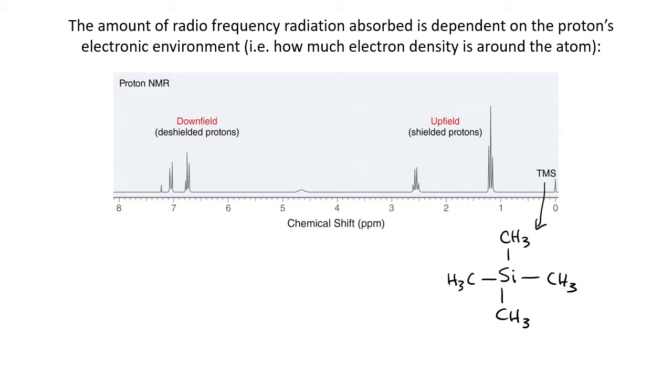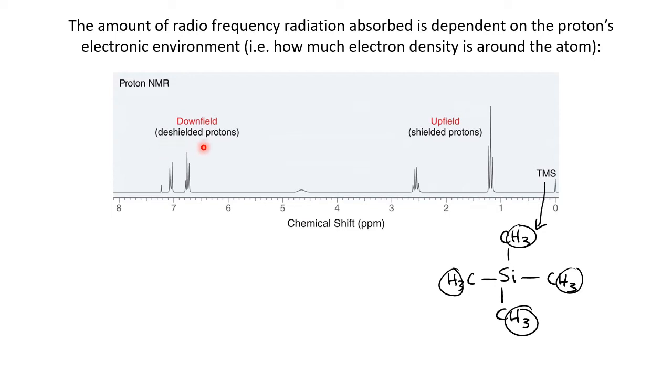And we can consider the hydrogens that are on TMS to be the most shielded protons. So any other protons that we have in organic molecules will always be a little bit more deshielded than these ones. Now, peaks that appear on the left in an NMR spectrum, so over here, these are known as the deshielded protons.